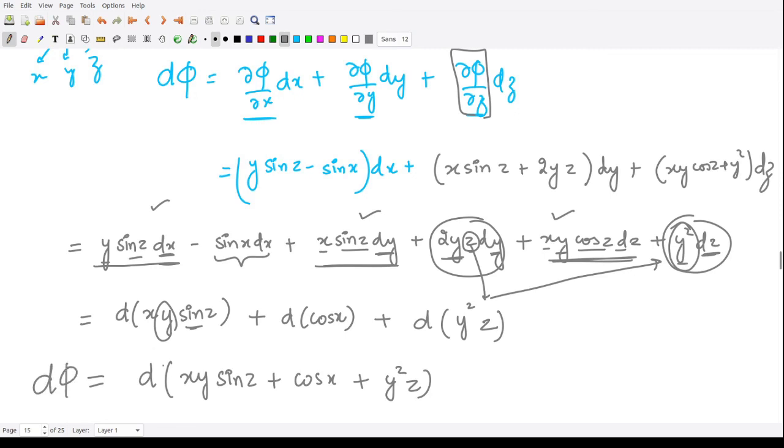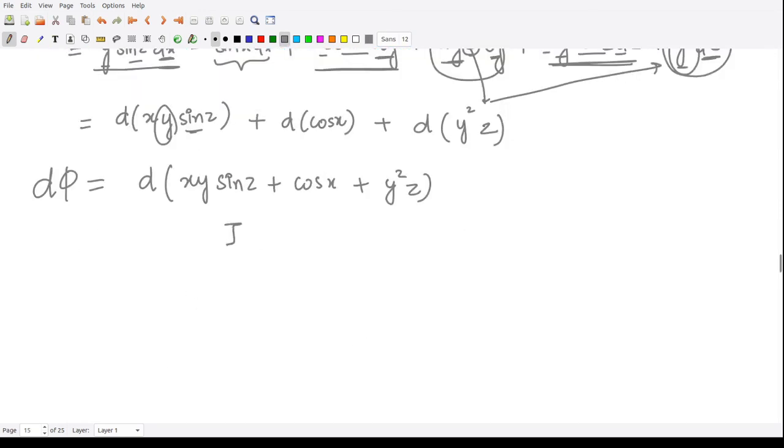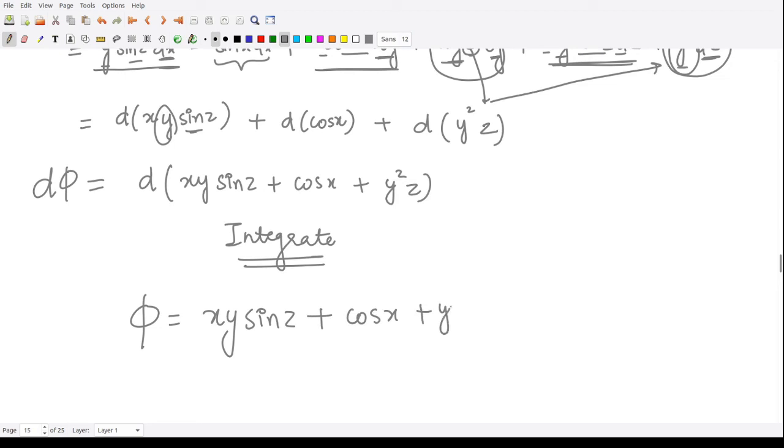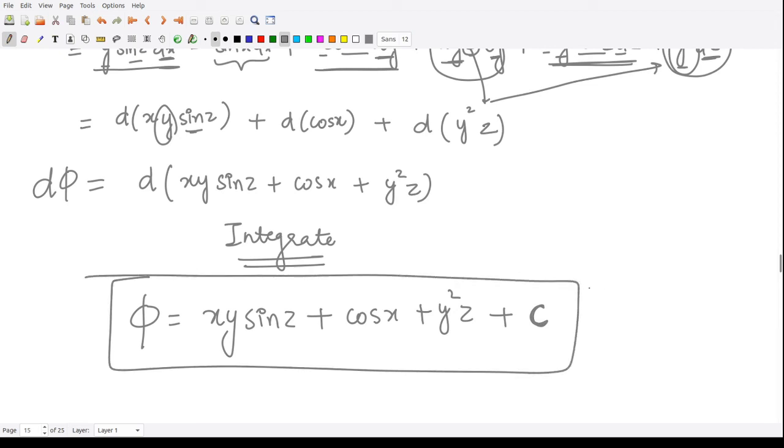Because we are to calculate phi, we can integrate on both sides. So when you integrate, you have the value of phi equal to xy sin z plus cos x plus y square z, and moreover we also have some constant of integration. So this is the corresponding velocity potential that we were asked to calculate. I hope you understood this concept well. The questions are pretty simple. All you have to know is the formulas.